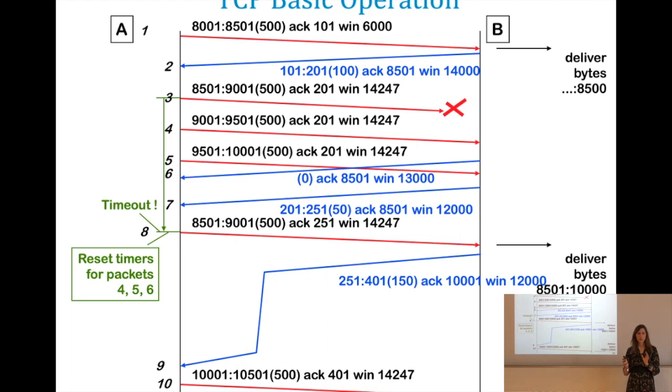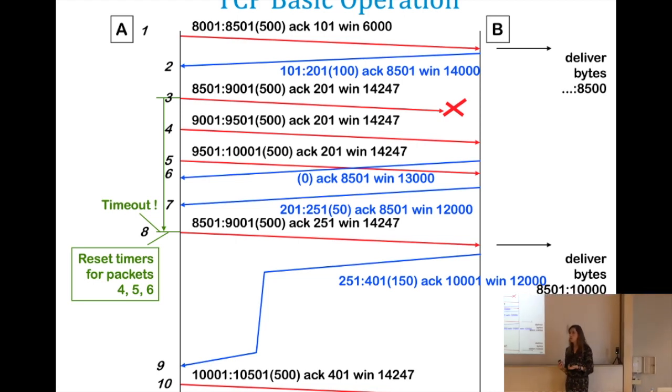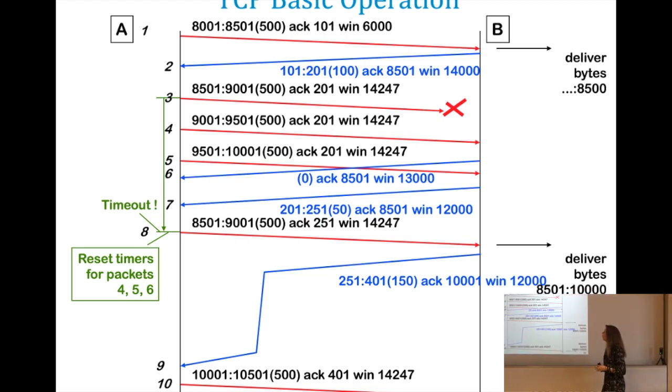But we will focus on this window size later. For now, what's important is how many bytes you deliver, and how you acknowledge this. So once B received this first packet, he sends some data because he needs to send back data, but he also acknowledges that he received everything until byte 8501. So when A receives the second message, he knows that B has received the first message properly.